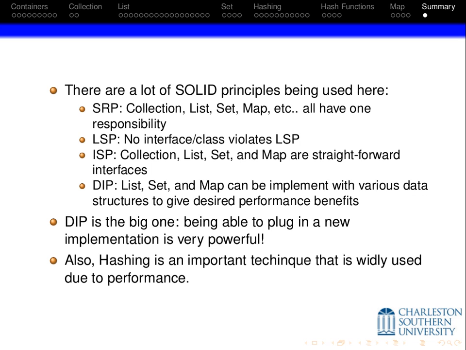And dependency inversion, this is the most important one. Notice that list, set, and map are interfaces. They're not actual objects. So while you think about it as a list, if at any point you need to jump from an array list to a linked list, you just need to change at the very top of your code, new linked list or new array list.